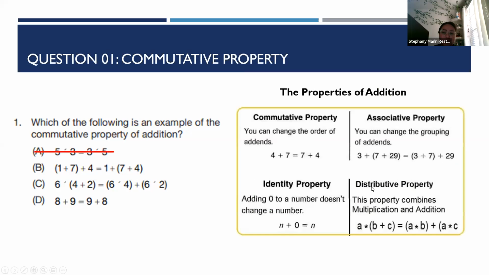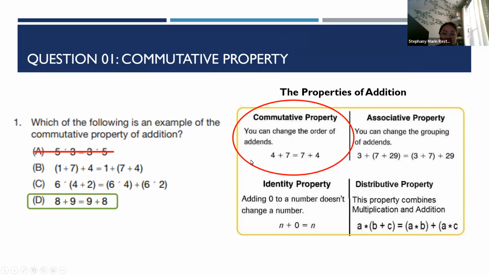To jog your memory, the properties of addition are the commutative property, associative, identity, distributive. The commutative property is about changing the order of the numbers when you add them. The associative is the one that includes grouping, specifically with parentheses. The identity property always involves 0, so you're adding 0 and it just stays as that number. The distributive property is the only property of addition that involves multiplication in it.